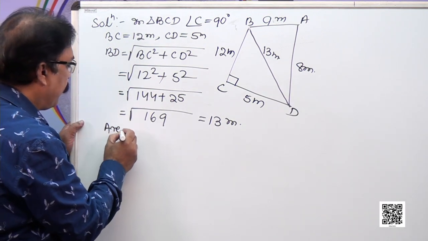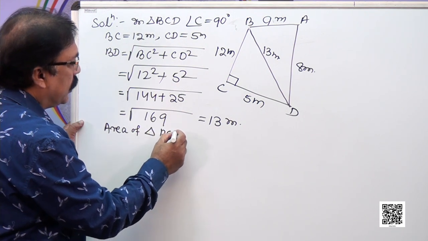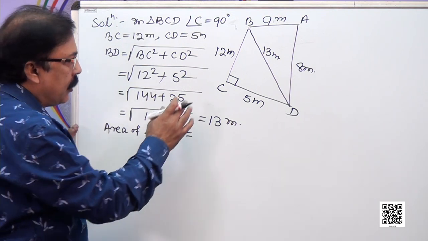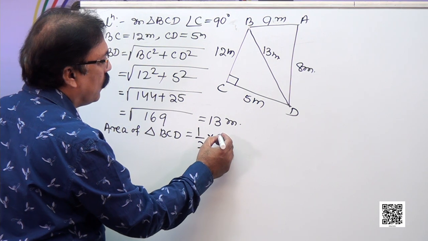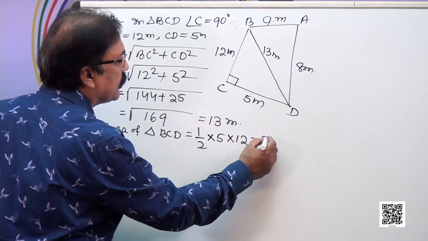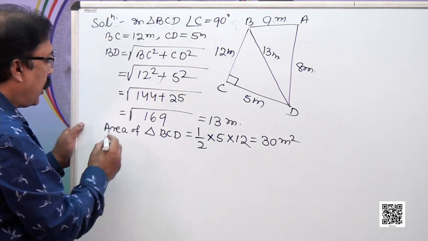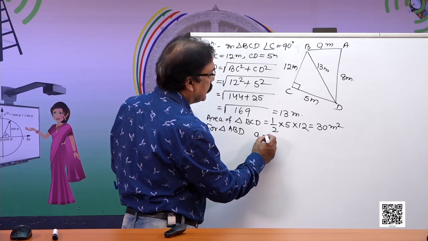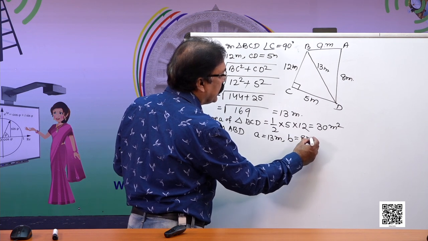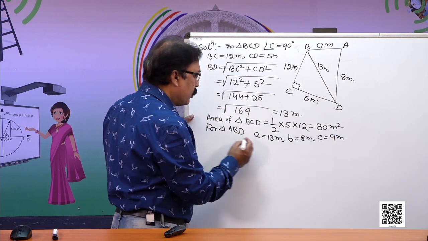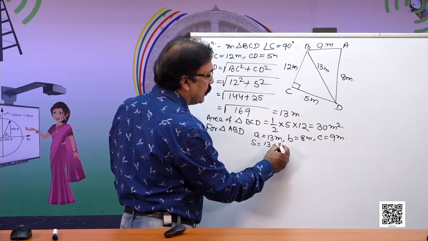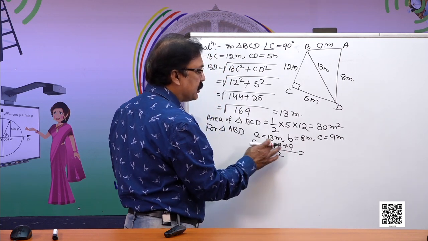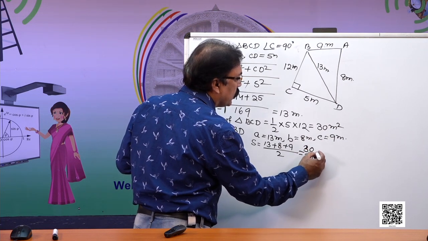So, area of triangle BCD is equal to, you see, as 12 and 5 are perpendicular to each other, we can say the area is half into 5 into 12, that is 30 meter square. For triangle ABD, we have three sides. A is given as 13 meter, B is given as 8 meter, and C is given as 9 meter. So, what is S? S is equal to 13 plus 8 plus 9 by 2. This is 9 plus 8, 17 plus 13, 30 by 2, that is 15 meter.